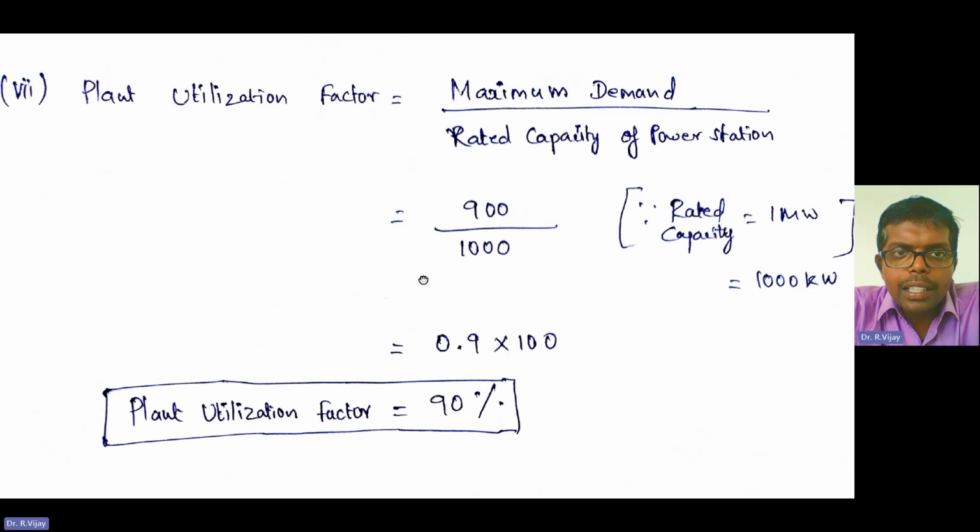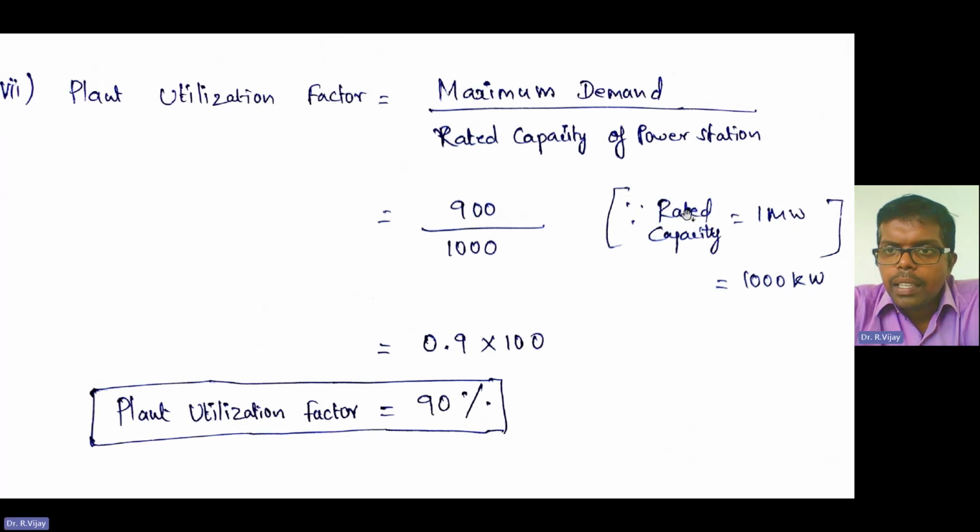Next, plant utilization factor. Plant utilization factor is equal to maximum demand divided by rated capacity of the power station. Rated capacity of the plant is given as 1 megawatt, which we need to convert into kilowatt, that is 1000 kilowatt. Substituting, maximum demand 900 kilowatt divided by rated capacity of the power station 1000 kilowatt, you'll get 0.9, into 100 for percentage. So the plant utilization factor is 90%.